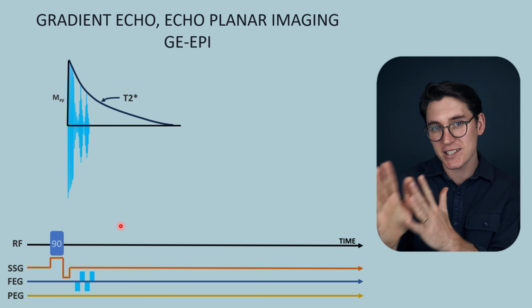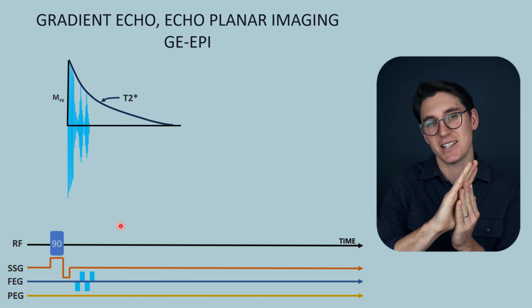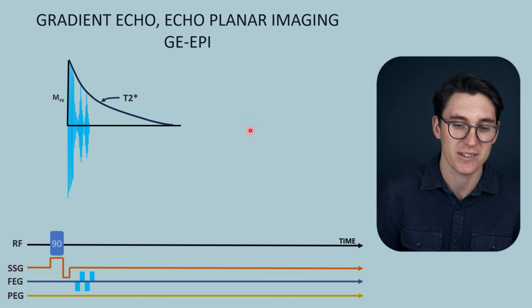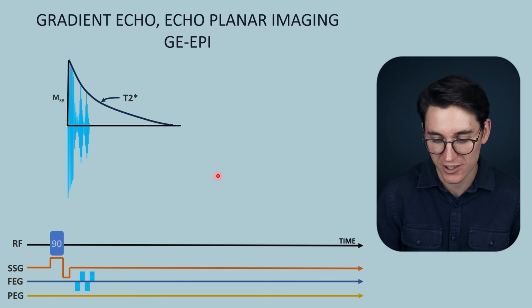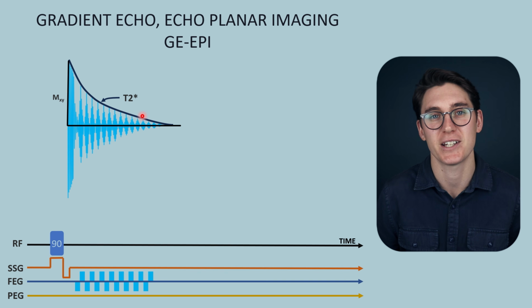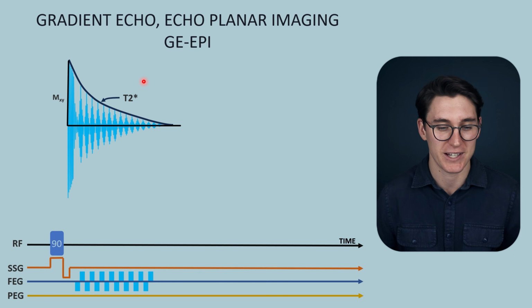Here we are forcing dephasing in the frequency encoding direction and then forcing rephasing in the frequency encoding direction. And that's what's generating these gradient echoes. It turns out we can repeat this process multiple times during our free induction decay curve, and what we are generating here are multiple gradient echoes.